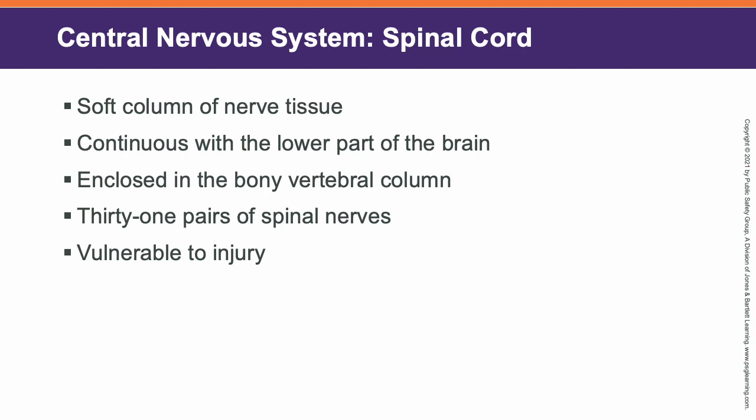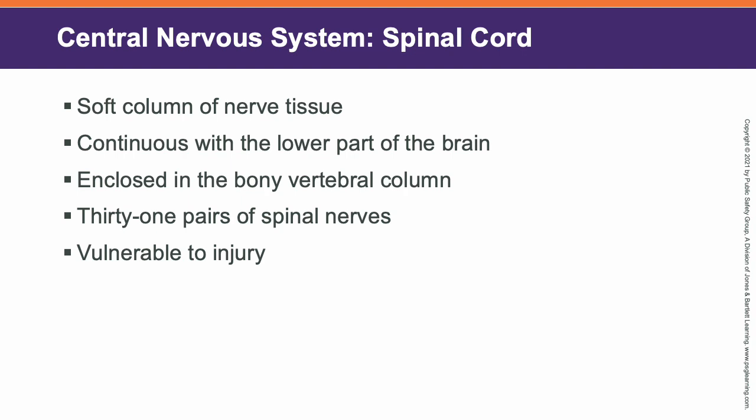So your spinal cord is this long column of nervous tissue. It is connected to the bottom part of your brain, runs through your spinal column, your vertebral column, and off of that spinal cord, you have 31 pairs of nerves that branch out to go to other parts of your body.